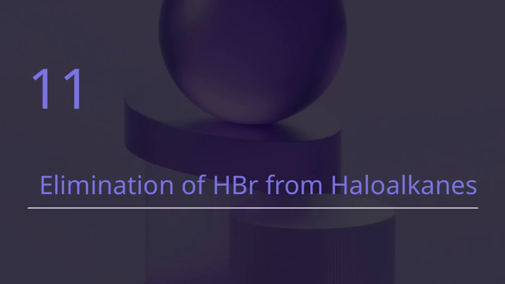Now, let's move on to the elimination of HBr from haloalkanes. This process is quite important because it helps us understand how these compounds can undergo transformations to form alkenes. Essentially, when haloalkanes react, they can lose a hydrogen atom and a halogen atom, here HBr, resulting in the formation of a double bond. This is known as an elimination reaction, specifically an E2 mechanism in most cases.